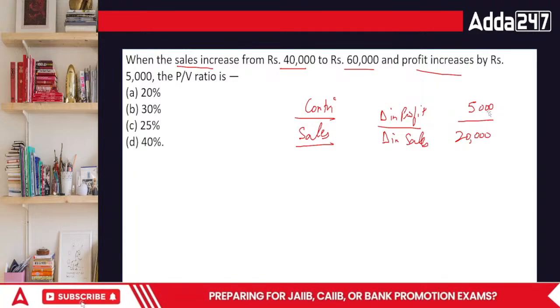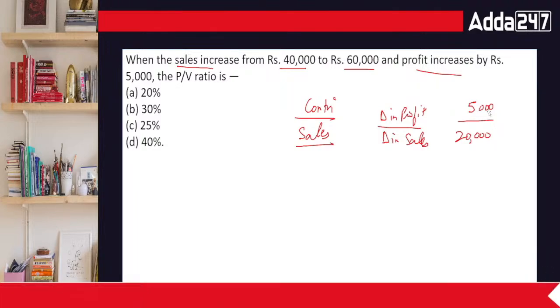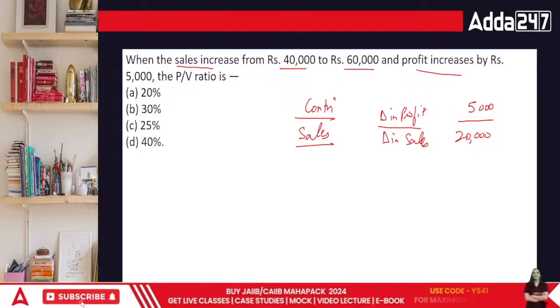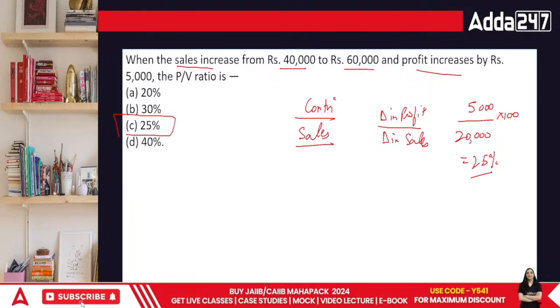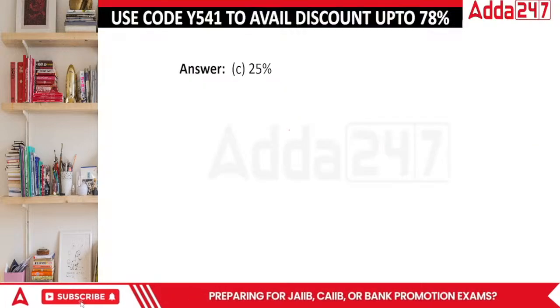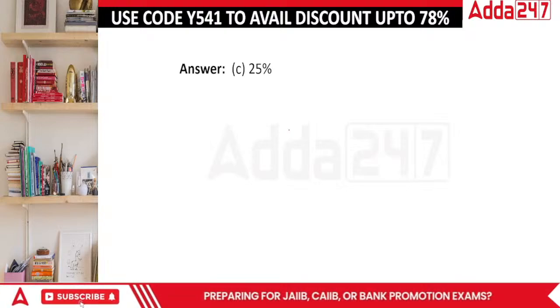So, what's the answer? Kindly find it in percentage, everyone. When you divide 5 by 20, this turns out to be 25%. So, the correct answer is C. This is change in profit divided by change in sales. This is profit volume ratio, also called PV ratio. If the changes are given, then it's a different scenario. And if the changes aren't given, then this would be the case. Done?